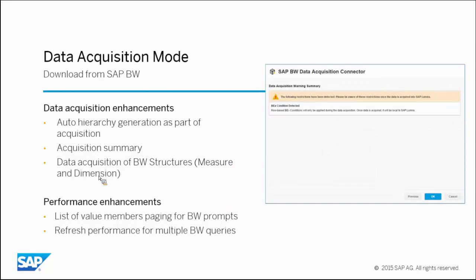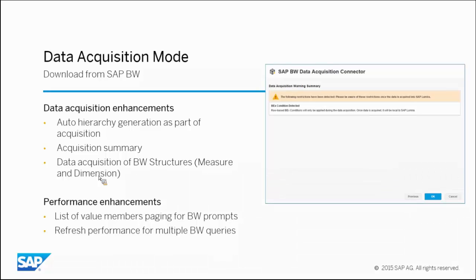We do provide an acquisition summary to highlight or warn the user in cases where a couple of elements are not supported, so the user is aware of the data which is being acquired and can use it in the context of the analysis. With the 1.28 release, we also started supporting BW structures, and in this case, we support structures which are created based on measures or dimensions in both cases.